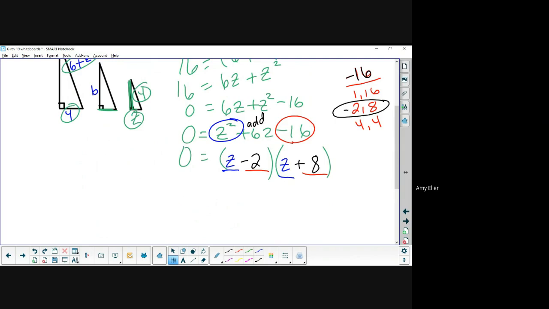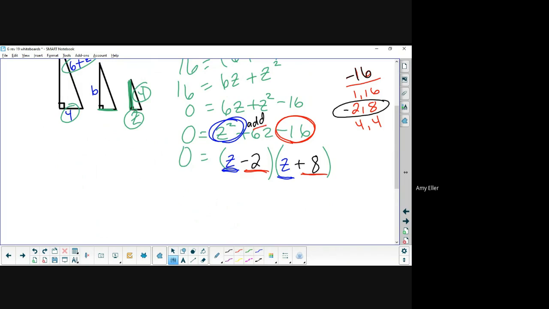The first 2 terms multiply to the first term. The last 2 terms multiply to the last term. But if there's more than one way to get that last term, you find the one that adds to this middle number.